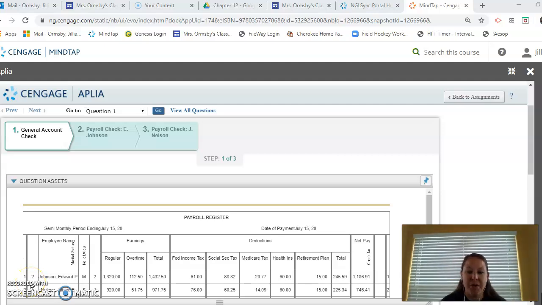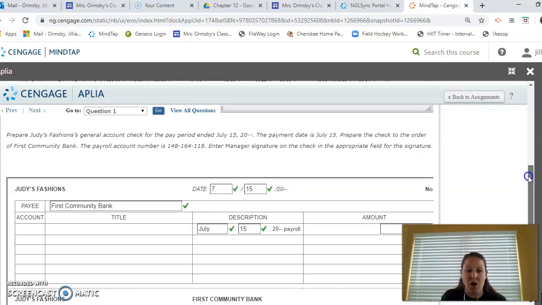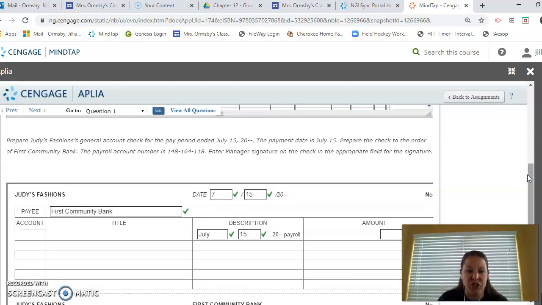Hi guys, today we're going to do the 12-4 work together, and what we're doing here is actually issuing our paychecks to our employees. But before we can issue individual paychecks to our employees, we need to transfer the amount of our total payroll from our general checking account into our payroll account. So here what we're going to do is start by writing a check from our general Judy's Fashions checking account for the total of our payroll.